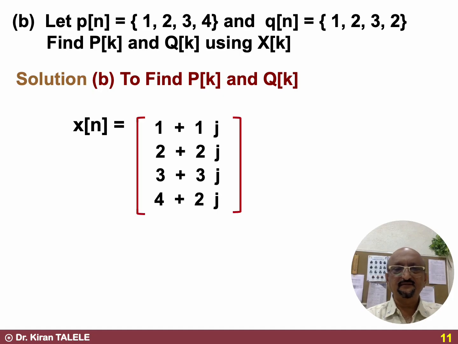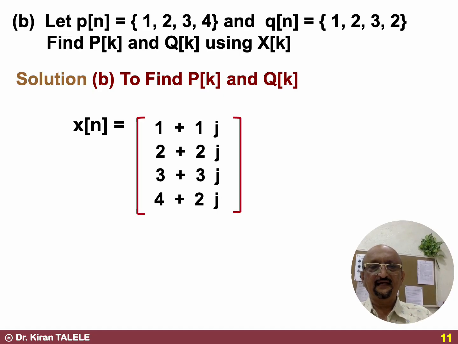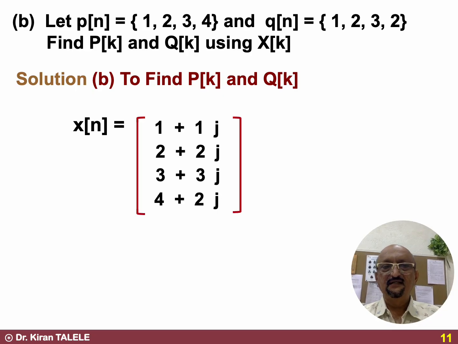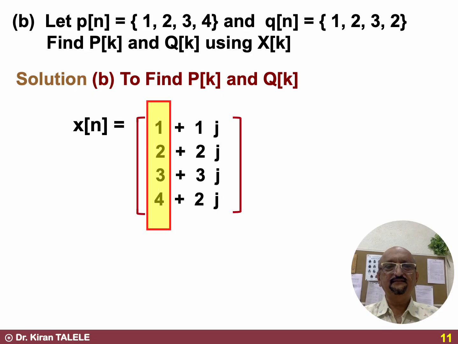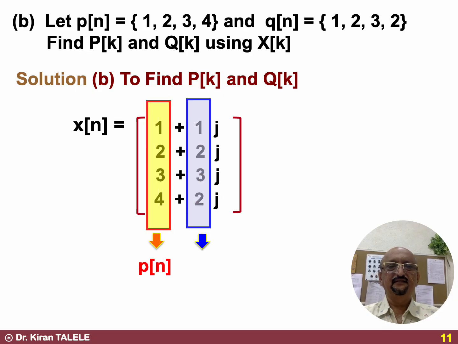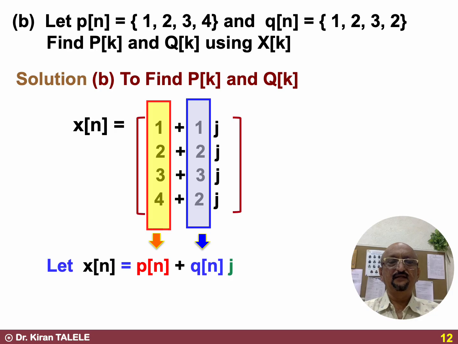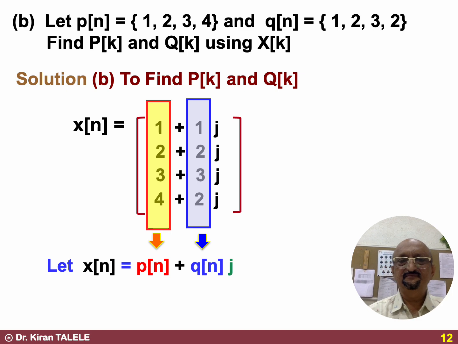This x of n is given here, and the real part of this x of n is actually all the values of p of n. Similarly, the coefficients of the j term are the values of q of n. So we can say that this is p of n and this is q of n, and therefore x of n equals p of n plus j q of n. That means we got x of n in terms of p of n and q of n.